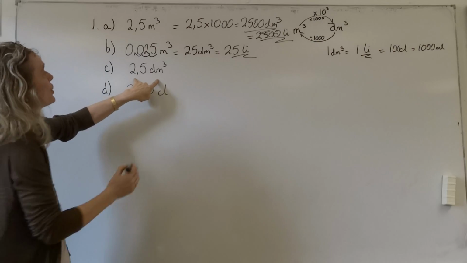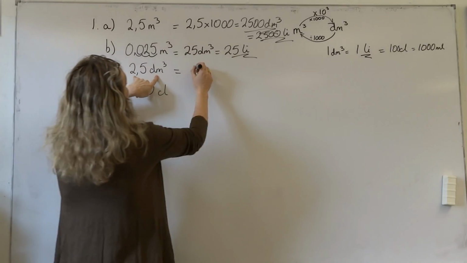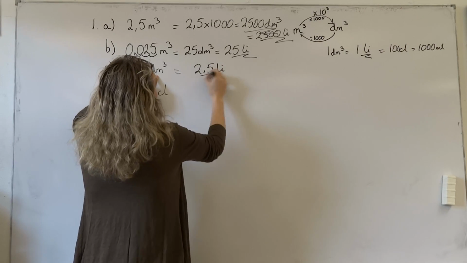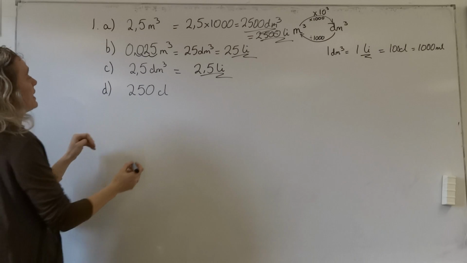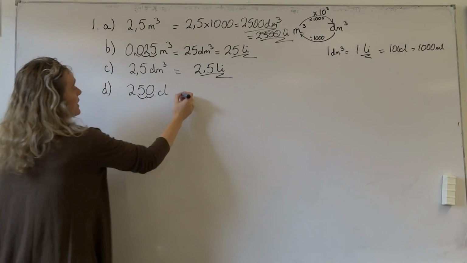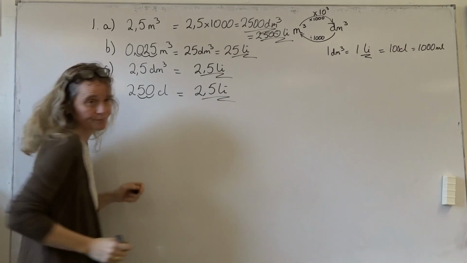2.5 decimetres cubed, well that one's easy because we know that decimetres cubed is the same as litres, so that gives us 2.5 litres. 250 centilitres as litres, divide by 100 for centilitres, giving us 2.5 litres.